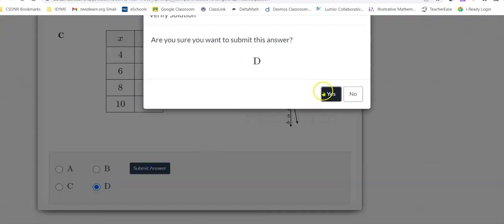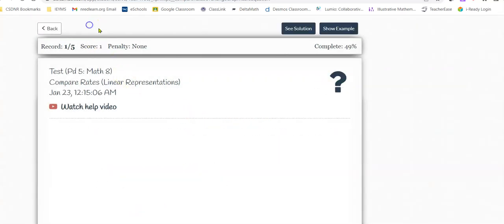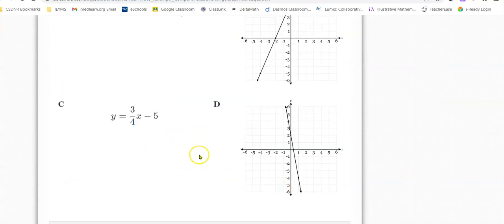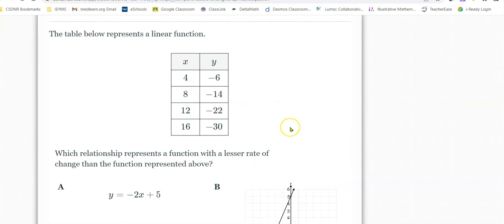So you've got to use all of your techniques, right? You've got to be able to see it from an equation, you've got to be able to count it from a graph, and you've got to be able to compute it from a table. So let's see. The table below represents a linear function. Which relationship has a function with a lesser rate? Well, first you got to find this rate.